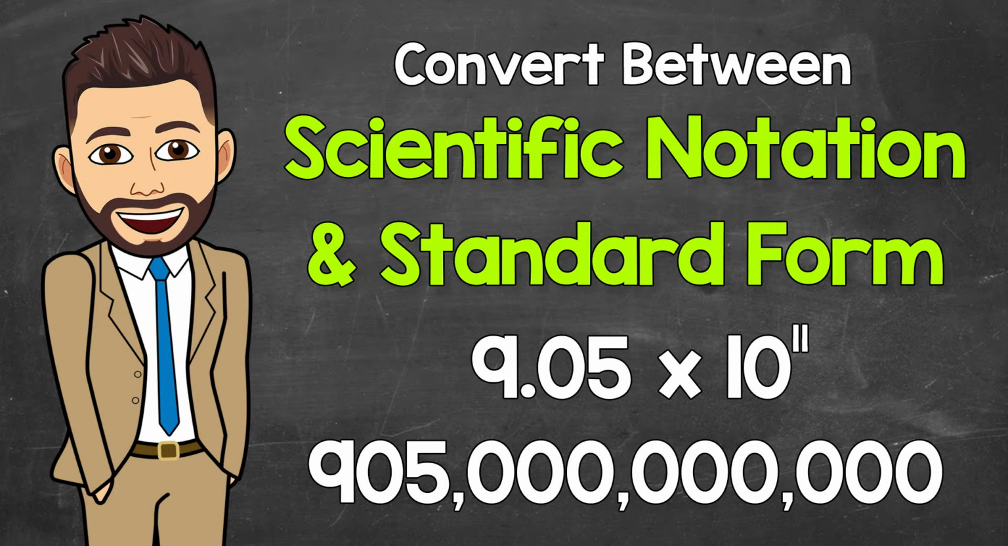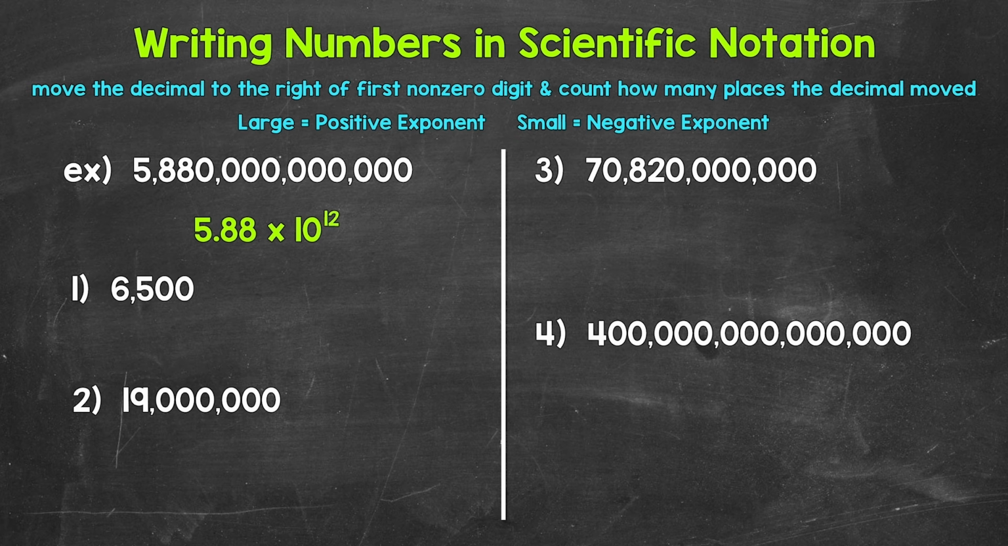In this video, I'm going to cover how to convert between scientific notation and standard form. We will start by writing numbers in scientific notation, so converting standard form to scientific notation. After that, we will move on to going from scientific notation to standard form. Let's jump into writing numbers in scientific notation, and we'll start with large numbers, then move to small numbers.